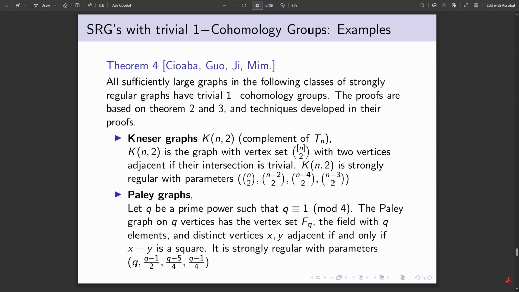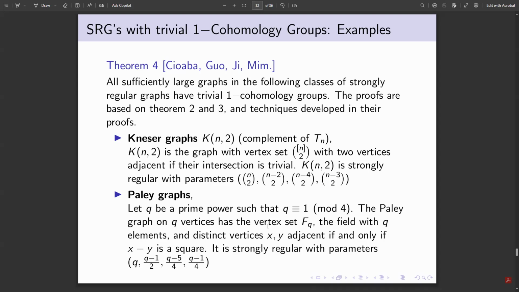So once we have those tools and techniques, we can immediately apply them with some creativity to other classes of graphs. For example, I'm going to give you 3 different classes of graphs for which all sufficiently large members of these classes have the trivial one cohomology group.